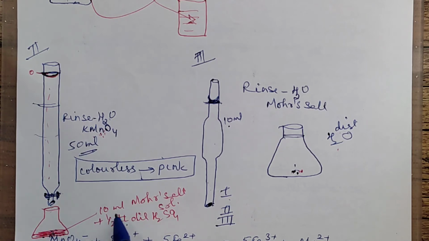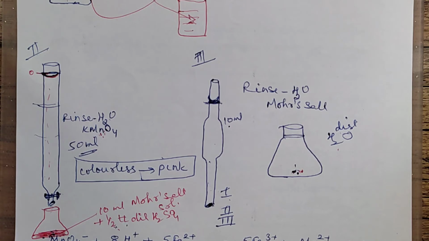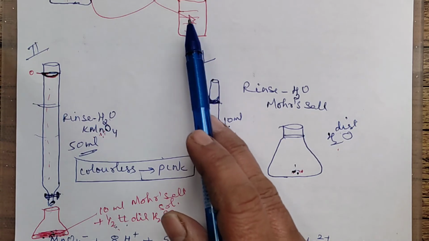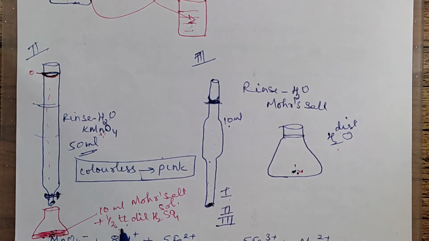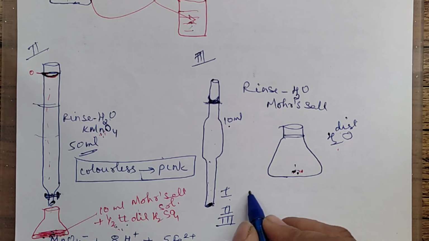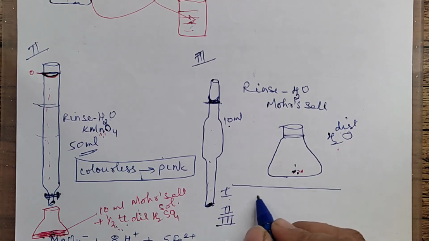And every time you are taking 10 ml Mohr salt from here with the help of the pipette, and half test tube dilute sulfuric acid. The pipette is not to be rinsed again and again. The rinsing with KMnO4 and water was only in the beginning, till the inner surface was clean. Once you have rinsed, every time you are using this pipette only to take out 10 ml Mohr salt, adding half test tube dilute sulfuric acid and performing the titration. So you can note down the reading now in your tabular column.